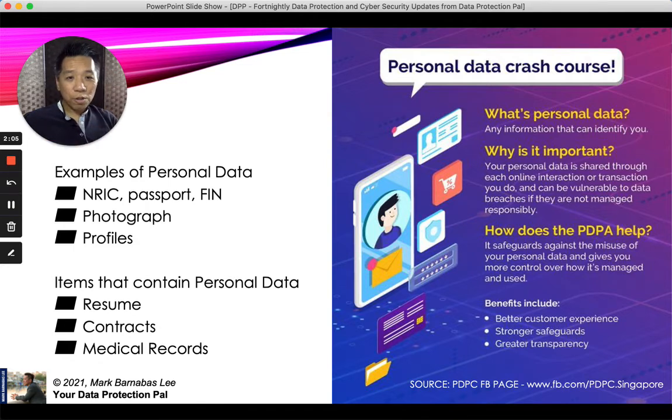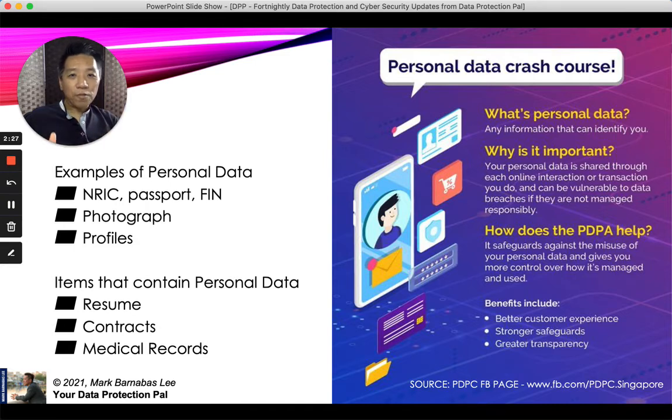So just to take note, these are some documents that typically contain a lot of personal data, and we might want to pay special attention to some of these documents. That is like resumes, contracts, even medical records, because all these contain personal data that need to be protected. So if you are an individual, you might want to be aware of this.